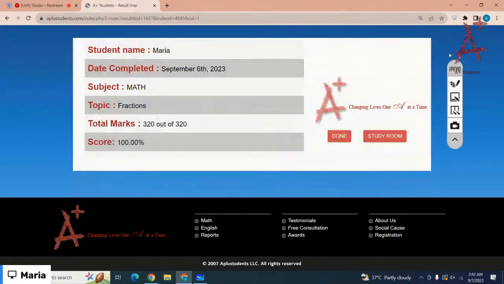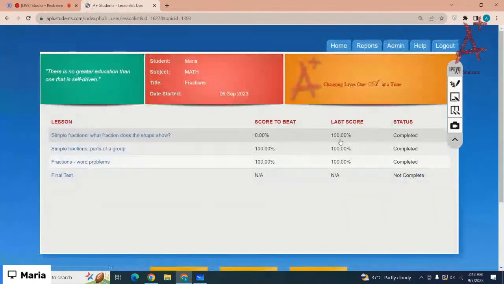Okay, we are done with the lesson. And also we are done with the chapter fractions. So we were working on grade 1 math. The chapter we're working on is fractions. The lessons we have covered today are simple fractions, what fraction does the shape show, simple fractions part of a group, and fractions word problems. You can do the final test on your own, right?